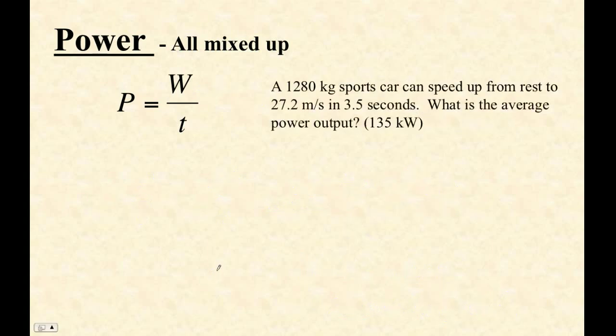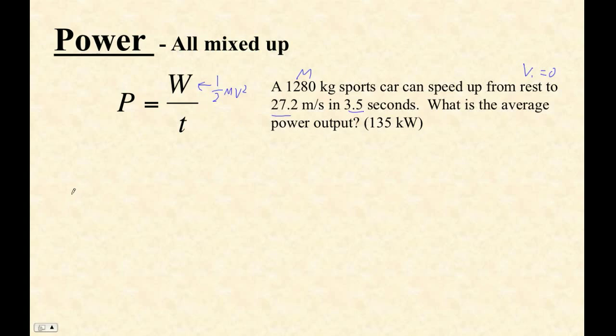Okay, so a sports car speeds up, so this is the mass, from rest, so our initial velocity is 0, to 27.2. That's 0 to 60, by the way, in 3.5 seconds. What is the average power output? Well, I think the work in this case is 1/2 mv squared.